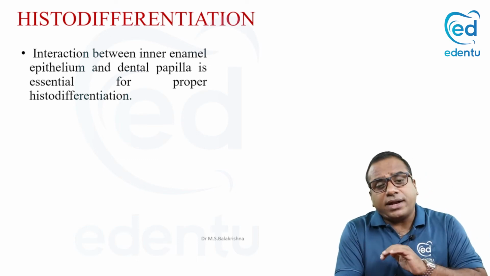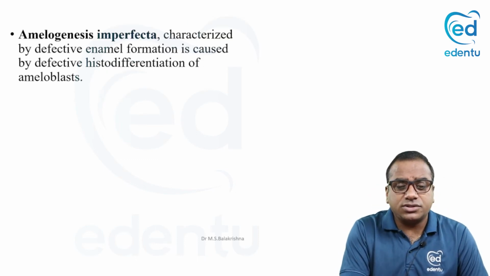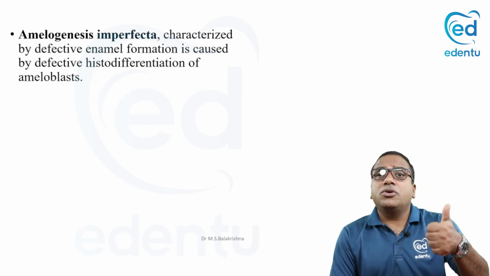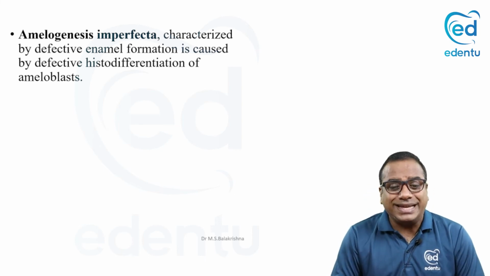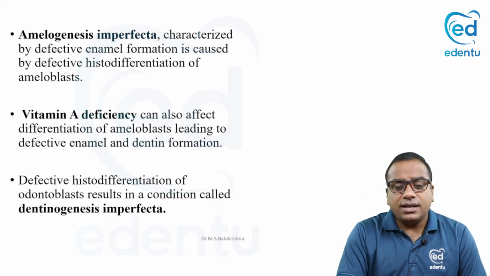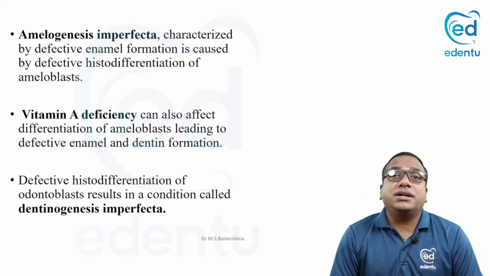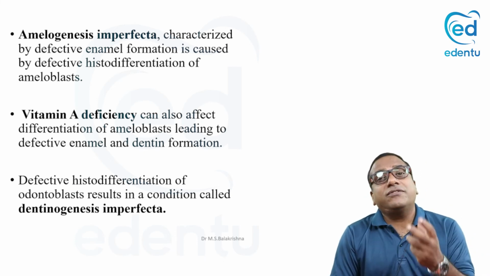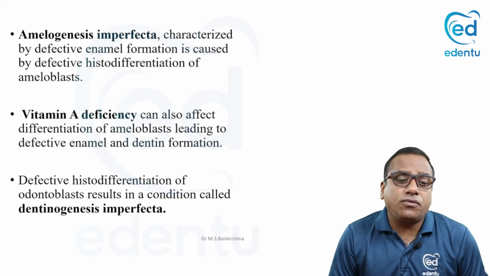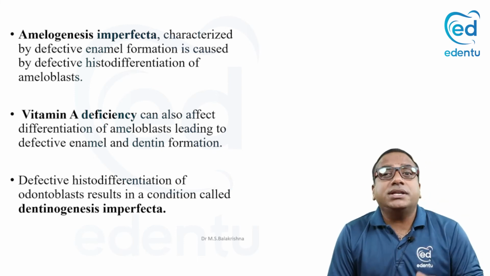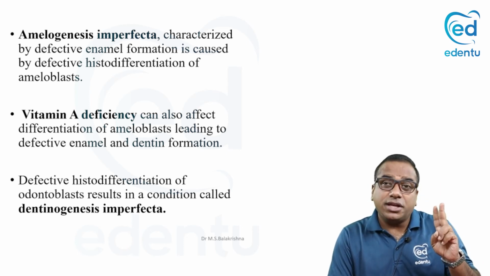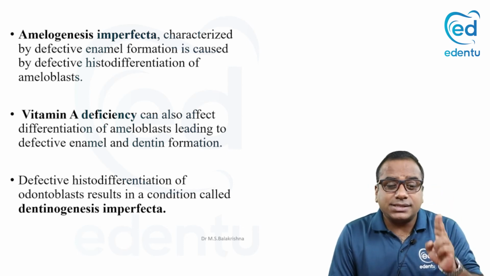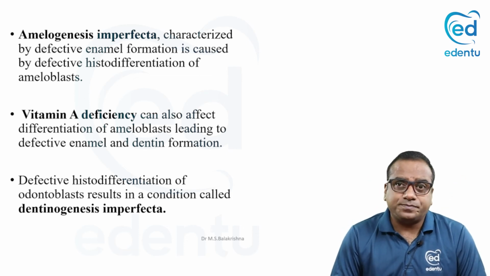So any defect in the histodifferentiation phase will give rise to certain conditions like amelogenesis imperfecta. So here the enamel formation is not proper, it is incomplete or defective. Then vitamin A deficiency can also affect the differentiation of ameloblast. So defective enamel will be formed and defective dentine will be formed. And third, dentinogenesis imperfecta. The dentin which is formed is defective in nature. So you have amelogenesis imperfecta. Vitamin A deficiency will lead to undermatured ameloblast, and then dentinogenesis imperfecta.